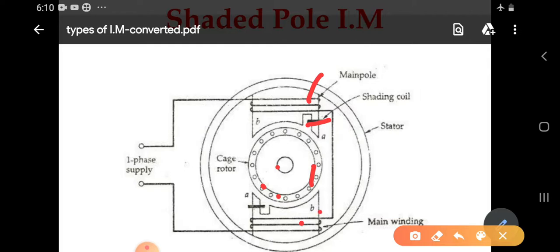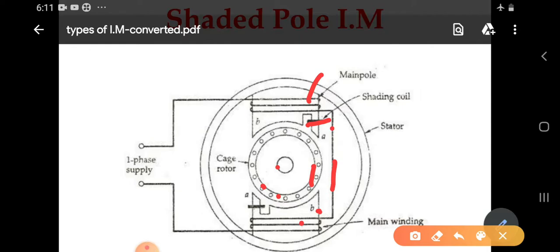So the main motor flux and the shaded ring flux also have a space displacement by an angle of 90 degree, and the overall connection diagram is as shown in this figure. This is the shaded pole induction motor. There is a time and space displacement between the two fluxes. The rotating magnetic field is induced in the coil. The rotating magnetic field develops the starting torque in the motor, and the field rotates from the unshaded portion to the shaded portion. Unshaded portion is B and shaded portion is A.